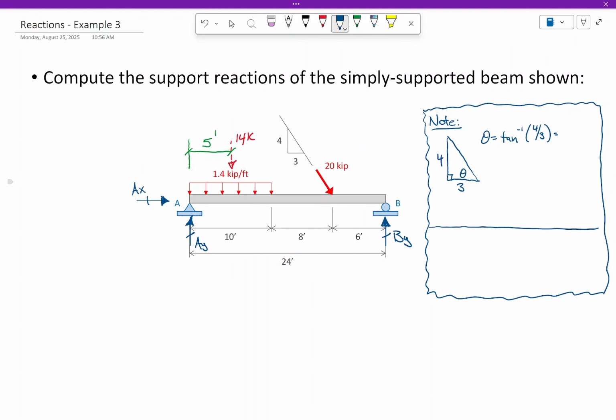Degrees. 53.13 degrees. And then if I wanted to take the cosine and sine of that angle, what's the cosine? 0.6. What about the sine? 0.8. That's the hard way, in my opinion. Here's the easy way.